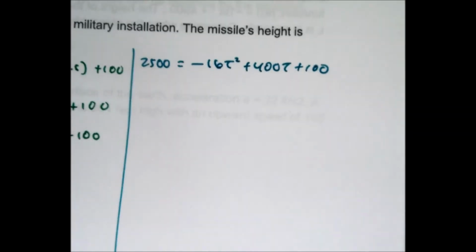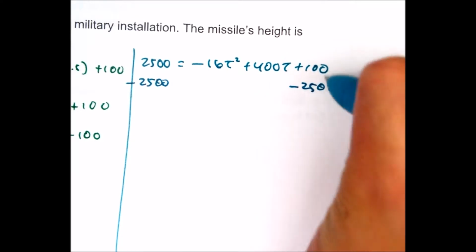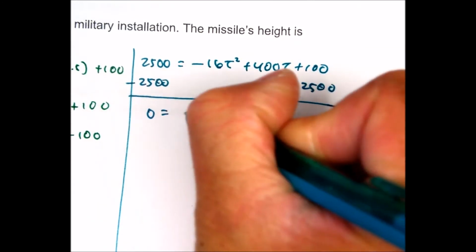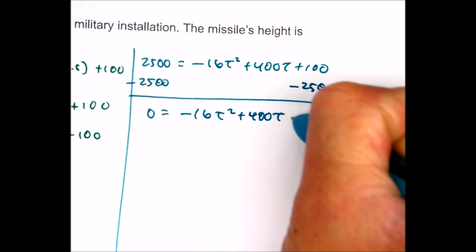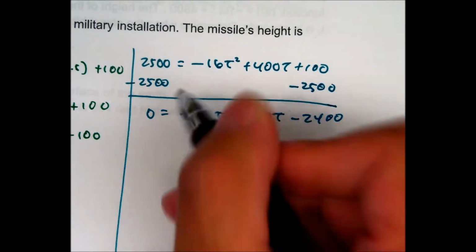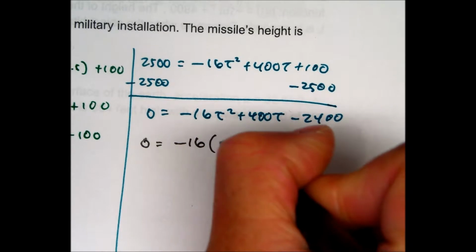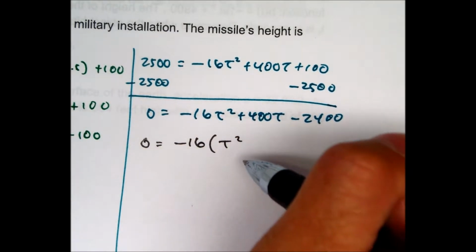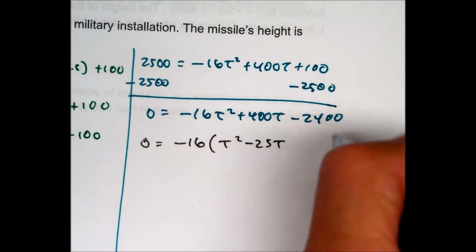And then here, I'm just solving. Subtracting 2,500, I get 0 equals negative 16t squared plus 400t minus 2,400. I'm going to factor out a negative 16. I get t squared minus 25t plus 150.